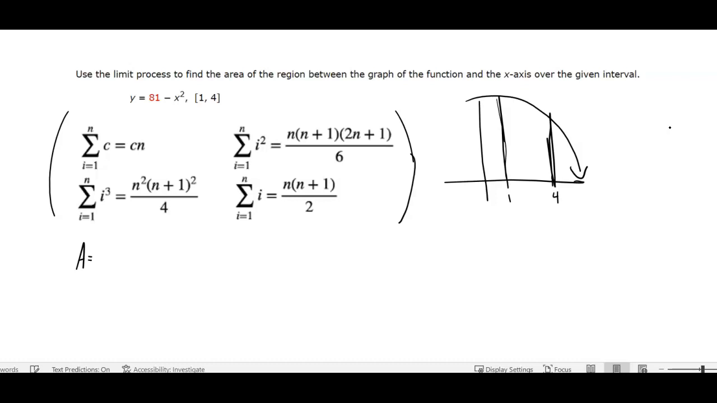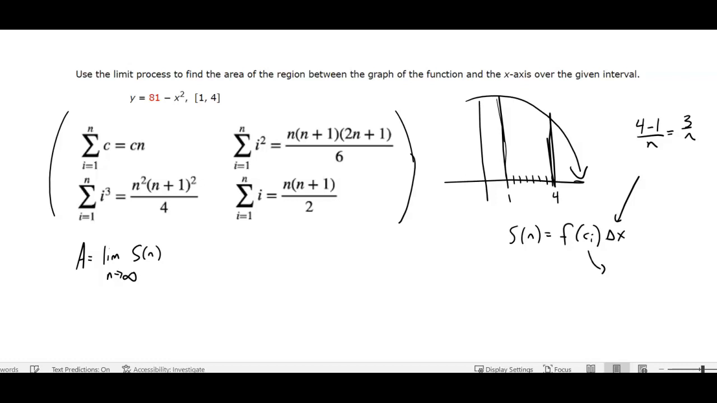The area is the limit as n goes to infinity of our sum S of n, where S of n is each of the heights of each rectangle, which we get by the function, times the width of each of these little subintervals, okay? So this is given by the width of the interval, which is 3, divided into n equal parts, okay? So delta x is just 3 over n.